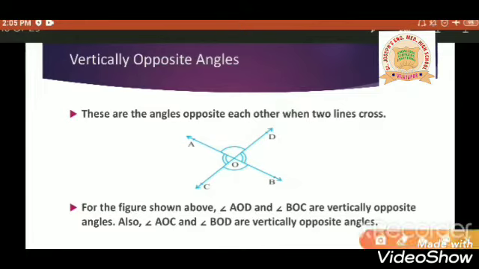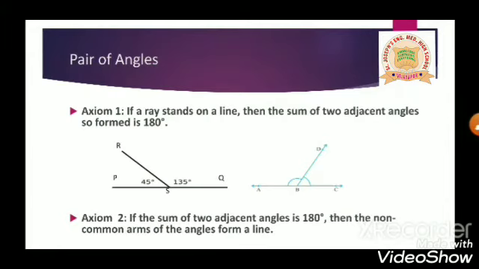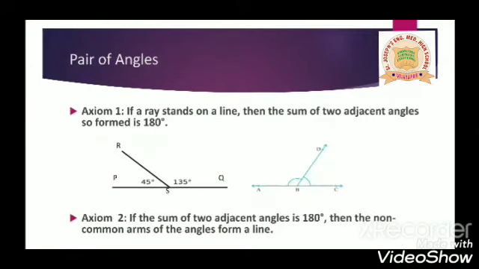These two angles are vertically opposite angles. Similarly, these two angles are vertically opposite to each other. Now next, such angles you call vertically opposite angles. So next is pair of angles.